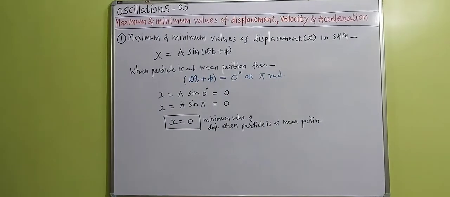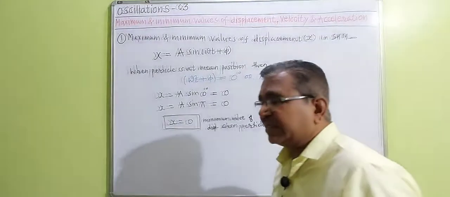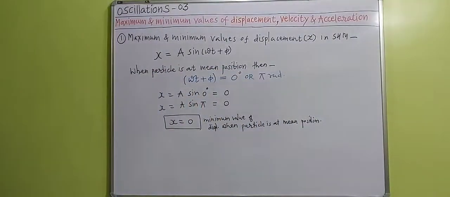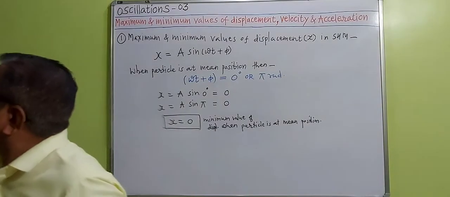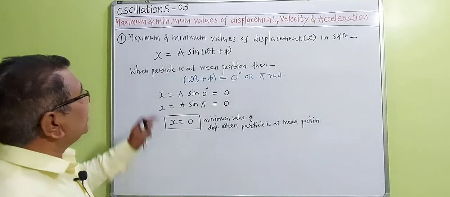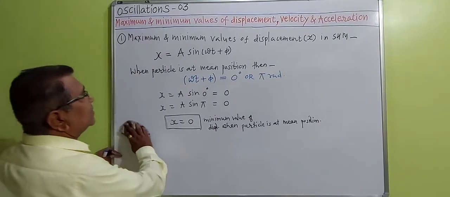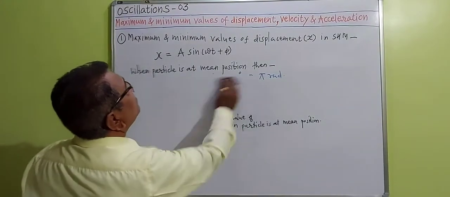Particle is at mean position, and particle starts from mean position. These are two different sentences with different meanings. I have repeated this many times, dear student. Listen carefully and remember it carefully. So when the particle is at mean position, displacement is equal to 0. Okay. Then the next one.